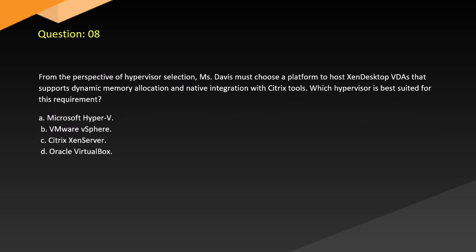Question 8. From the perspective of hypervisor selection, Davis must choose a platform to host XenDesktop VDAs that supports dynamic memory allocation and native integration with Citrix tools. Which hypervisor is best suited for this requirement? A. Microsoft Hyper-V. B. VMware vSphere. C. Citrix XenServer. D. Oracle VirtualBox.